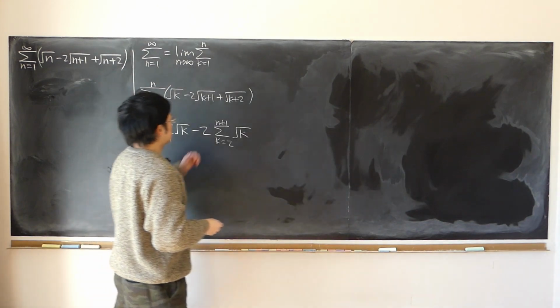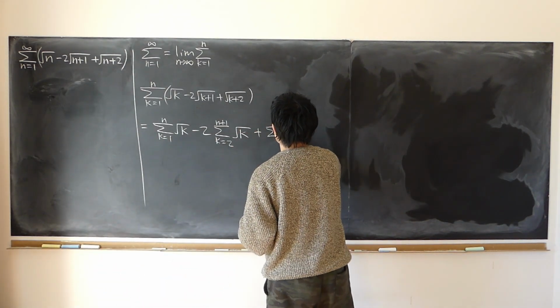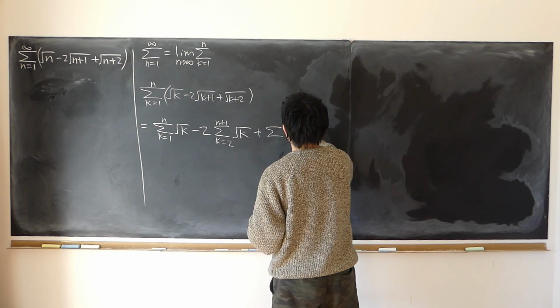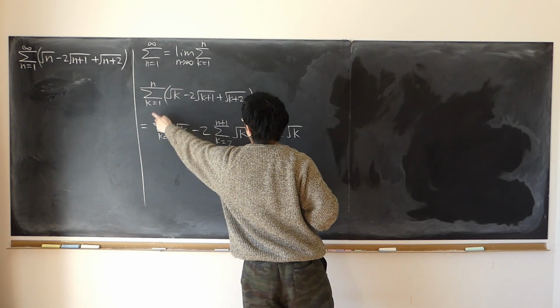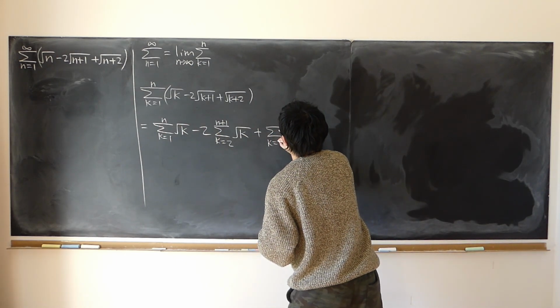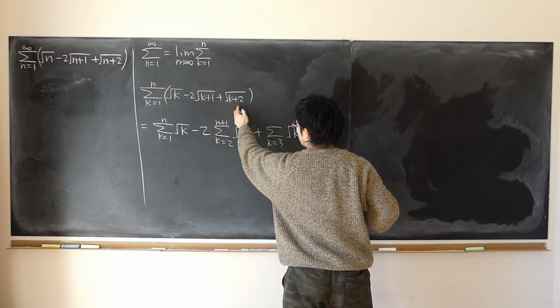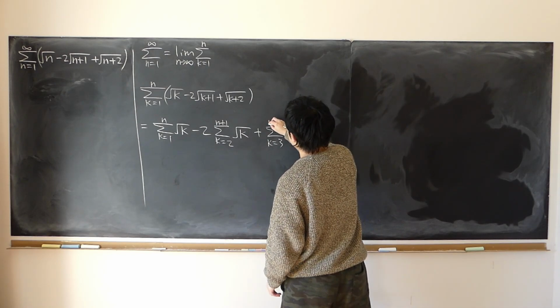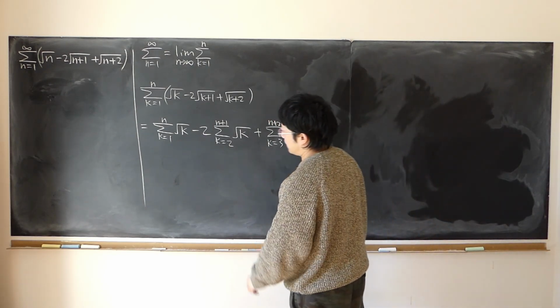So likewise, my last sum is the sum of square root of k. Again, we start from 1, meaning we start from 3 inside the square root. We end at n, so we end at n plus 2 inside the square root. Right, if I rewrite into k, square root of k.